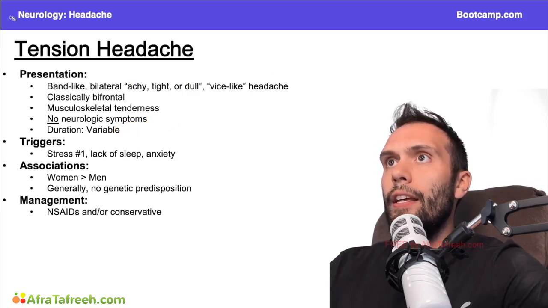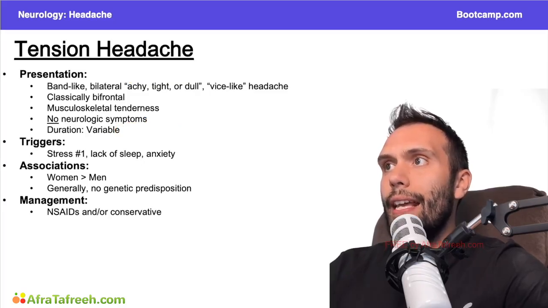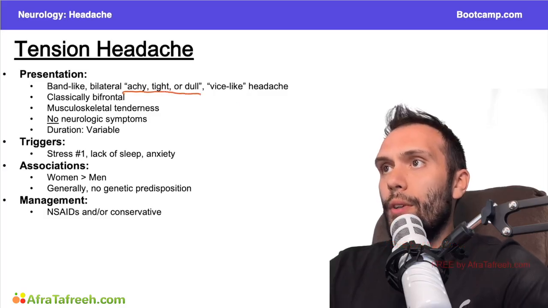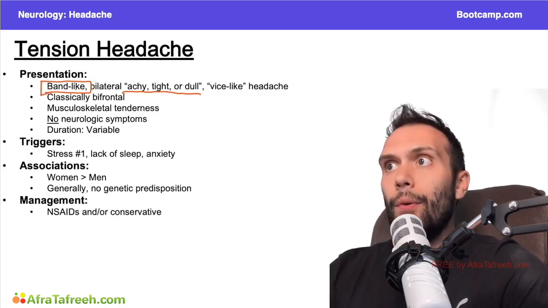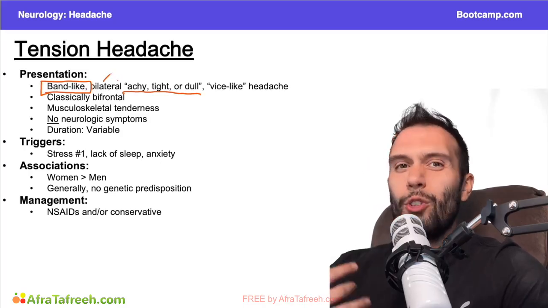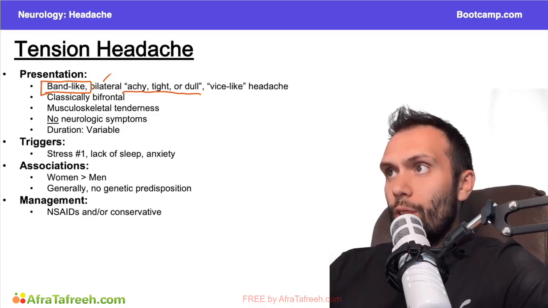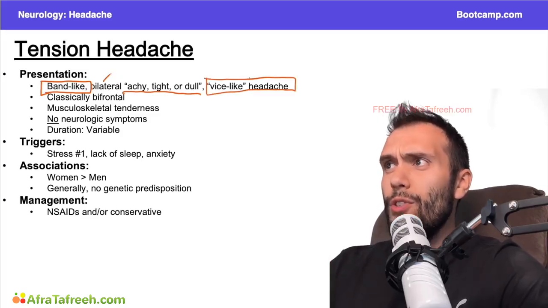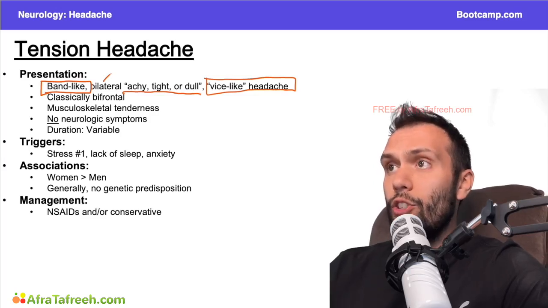Okay, and typically these are going to be described as a band-like, bilateral, achy, tight, or dull headache. So again, the band-like is very classic. When they use this term, they're pretty much referring to tension headaches. It's very rarely that it would be anything else. And bilateral is also classic. When you're talking about migraines and cluster headaches, typically those are unilateral. So this is one way to differentiate. And then also vice-like, almost like the head feels like it's in a vice. That's also classically used to describe tension headaches.